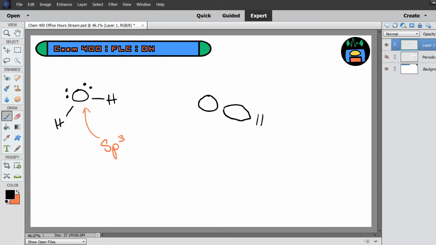So we know we have sigma bonds between the oxygen and the hydrogens. And the lone pairs are actually contained inside sp3 hybrid orbitals, because those are the types of orbitals on oxygen in this molecule.